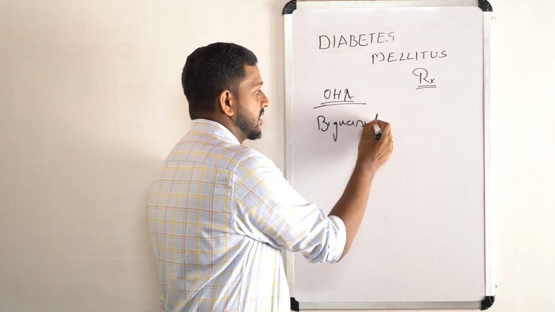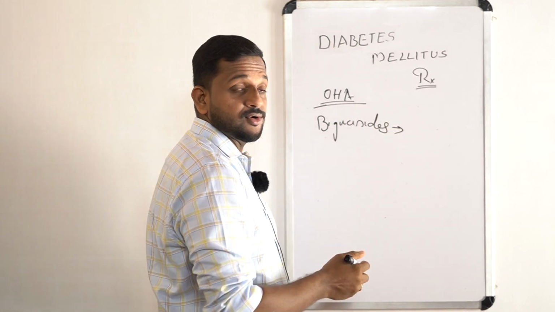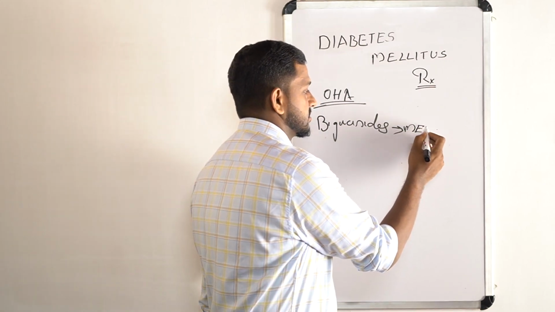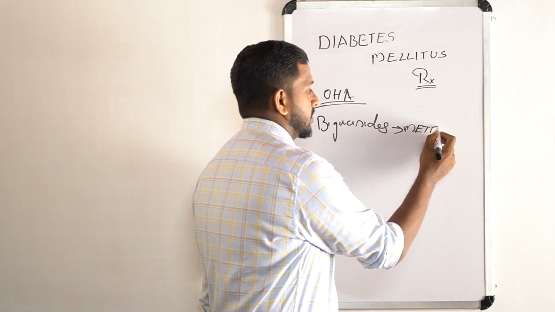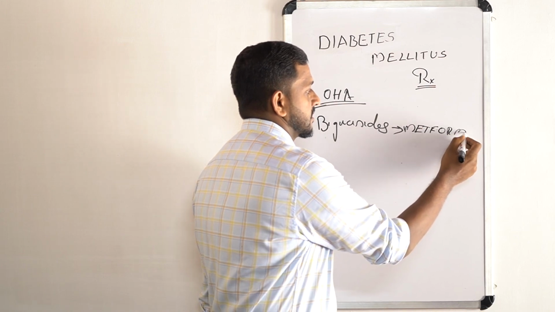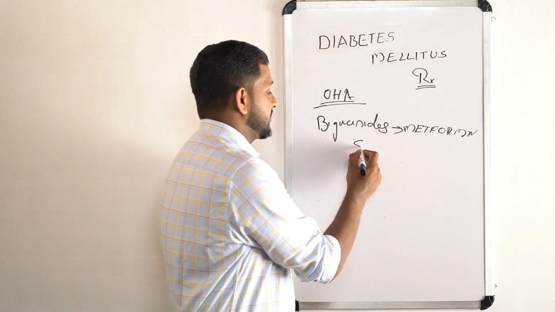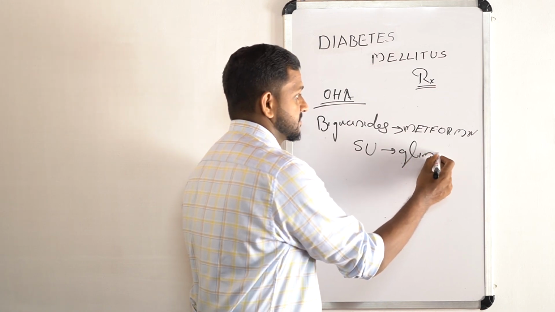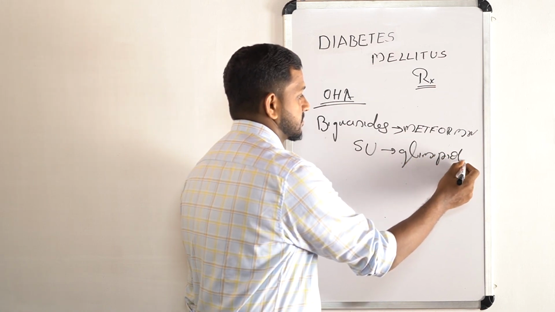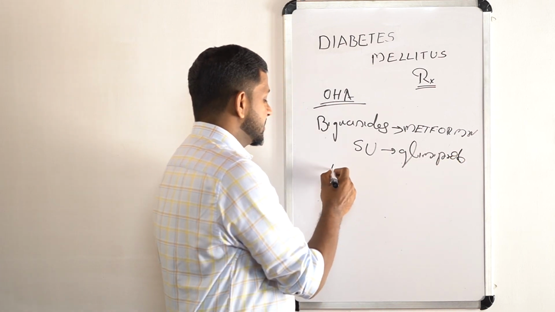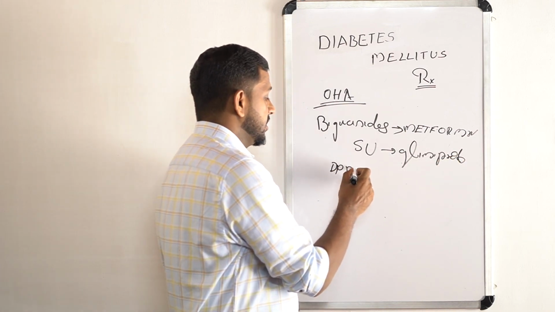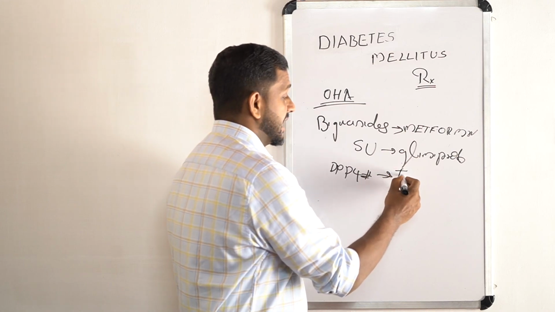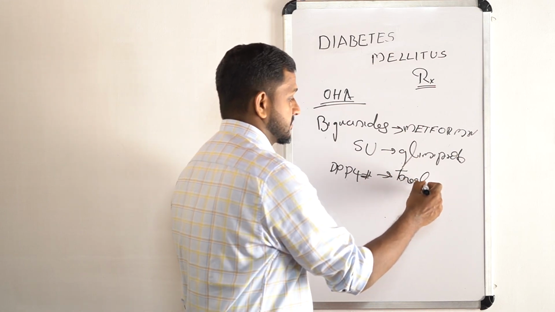Biguanides, and we will be focusing on the example metformin. It is mainly the metformin category of drug. Next is sulfonylurea, and we will be focusing on glimepiride. Then finally DPP-4 inhibitors, and we will be focusing on teneligliptin.